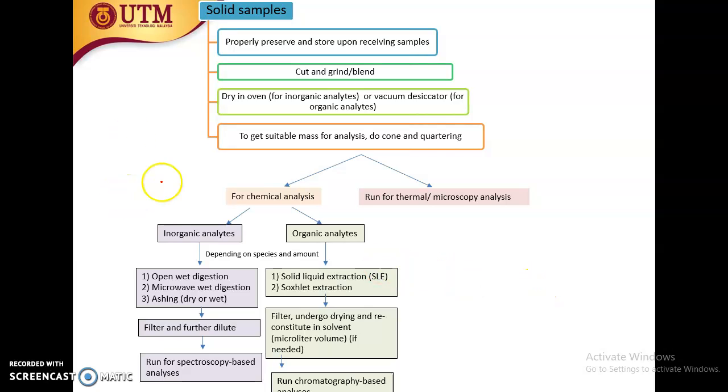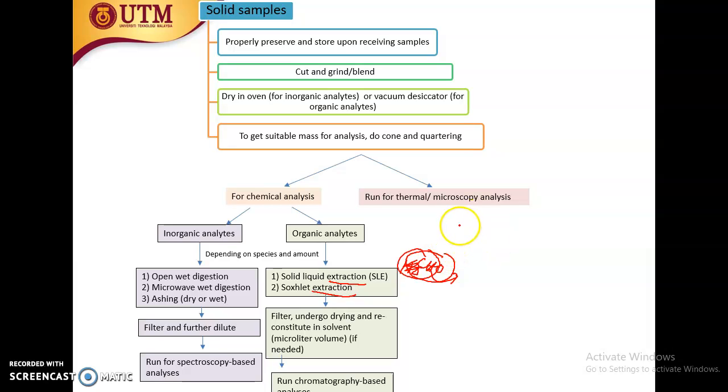Therefore, sample preparation for organic analytes usually consists of extraction, whereby we extract the analyte out from the sample. For example, we have CHO over here. We extract out the CHO using room temperature setting and also weak acid or weak base. That's all, because we don't want to destroy the CHO. We only want to separate the CHO out of the sample.